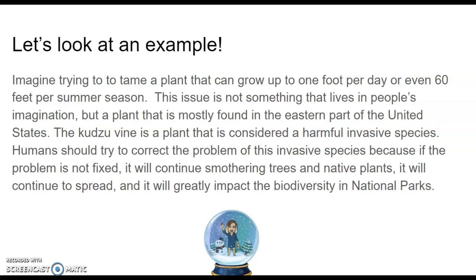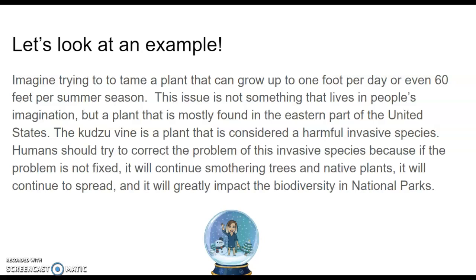The kudzu vine is a plant that is considered a harmful invasive species. Humans should try to correct the problem of this invasive species because if the problem is not fixed, it will continue smothering trees and native plants, it will continue to spread, and it will greatly impact the biodiversity in national parks. All right, so we're going to take a moment and break down the parts of this paragraph.